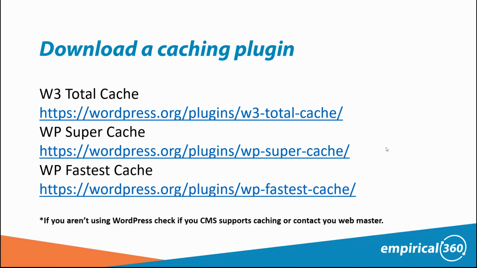There's a link right there, and we'll also be dropping a blog post about this, and you can click the link in there as well. The second one is WP Super Cache, and the third one is WP Fastest Cache. These plugins not only just improve the caching side of your website, but they also have a lot of other benefits like CDNs, minifying your JavaScript, minifying your CSS.